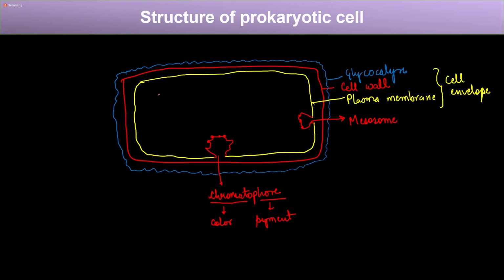Now inside the cell, we have studied that all the typical cells consist of a semi-fluid matrix, right? So this semi-fluid matrix, what is it called? It is known as cytoplasm.